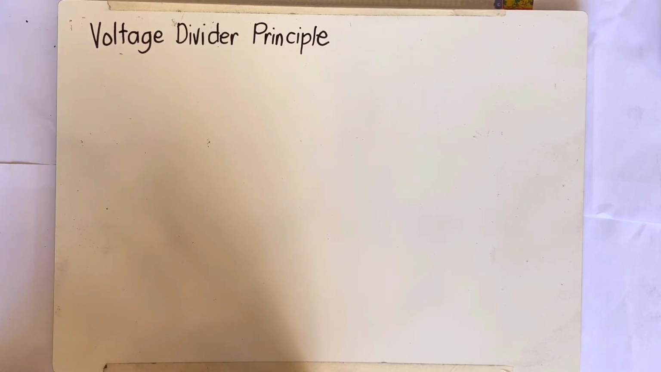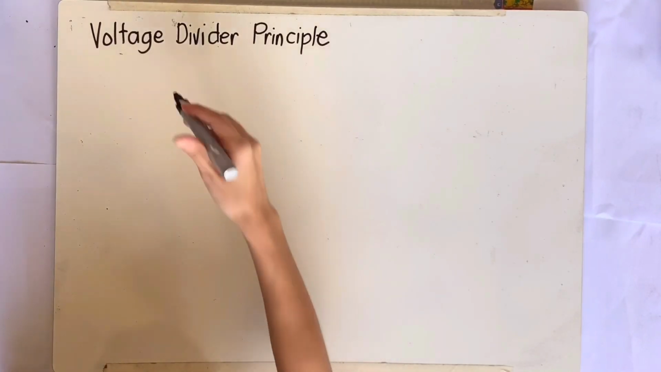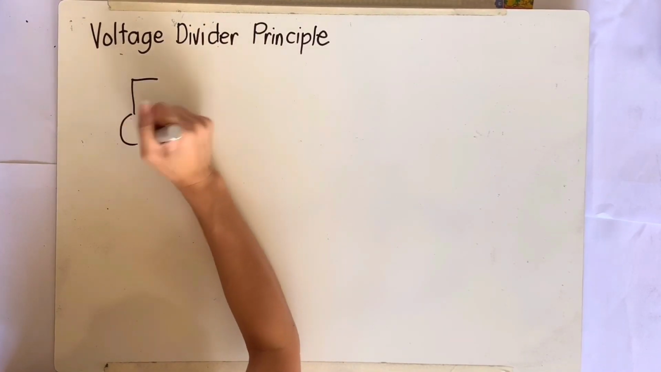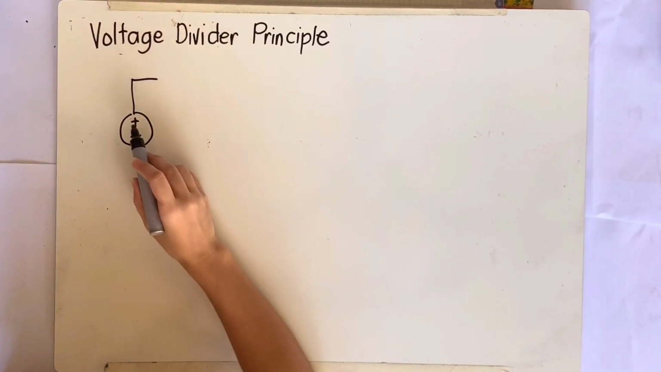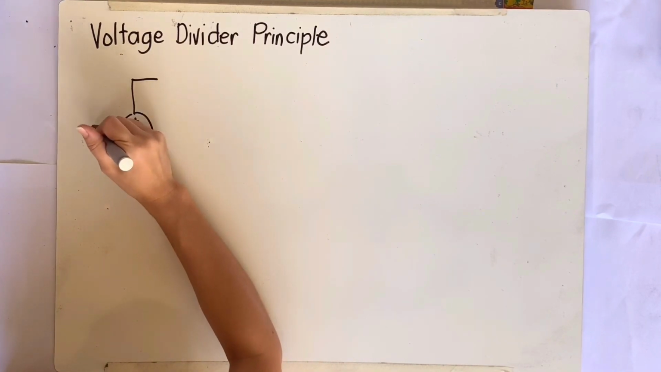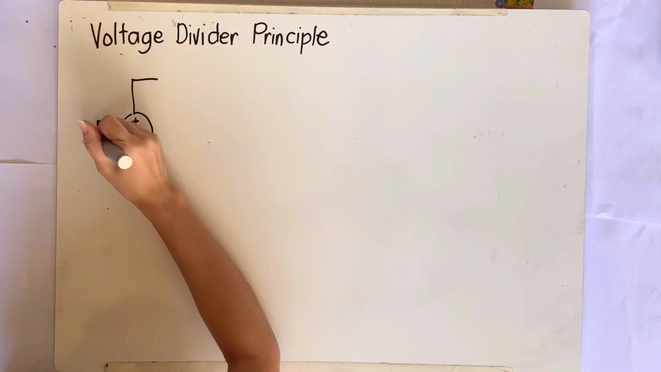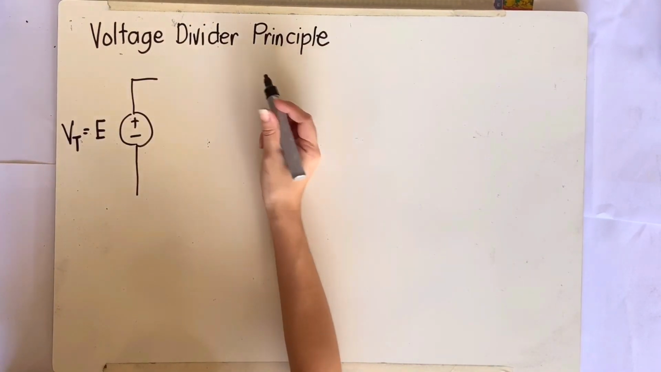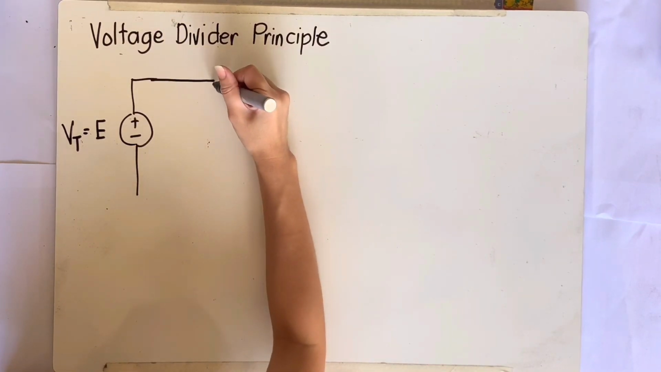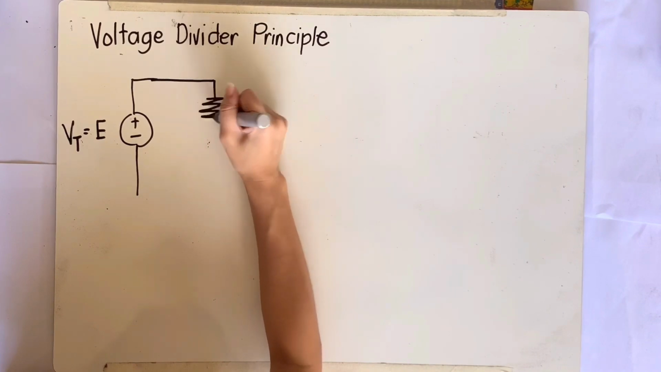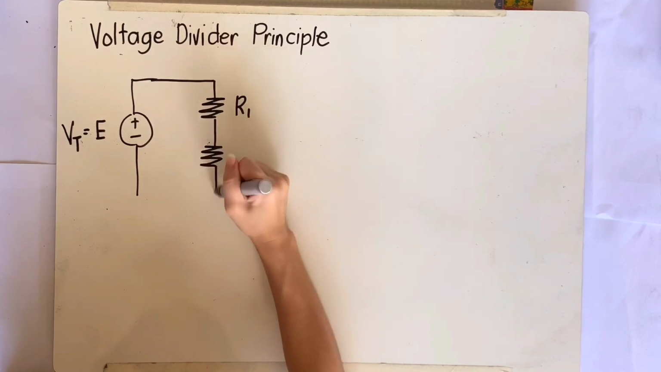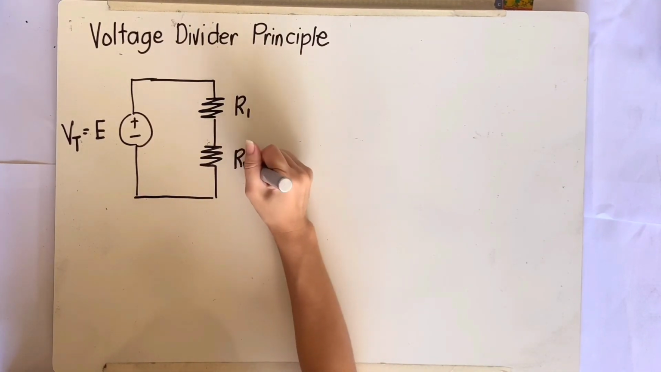Specifically, two series resistances. Okay, so let's say we have a series circuit that contains a voltage source with your positive and negative terminals, and we represent this as variable E or your total voltage VT. Let's say this is in series with two resistors. Let's say we have resistor 1 and it is in series with another resistor. Let's represent that as resistor 2.